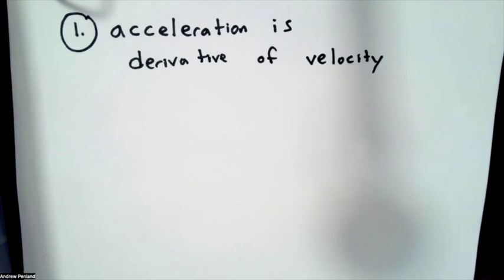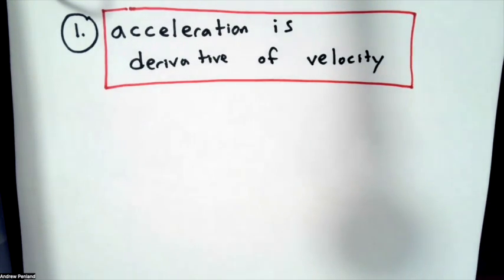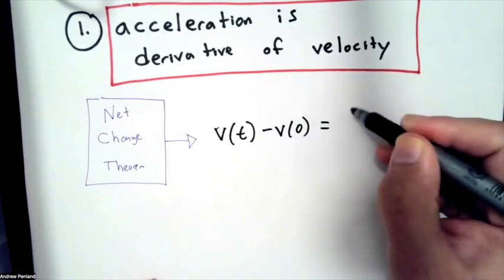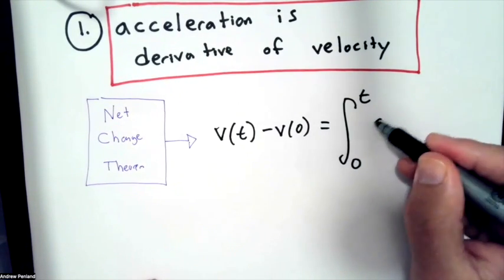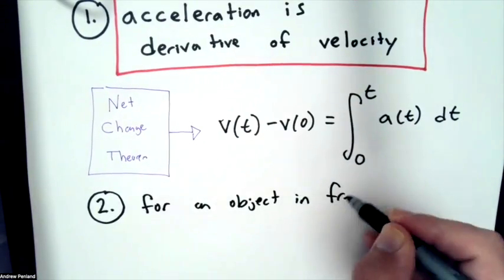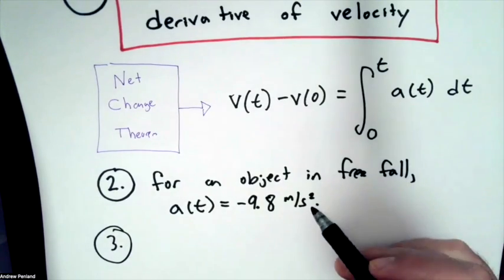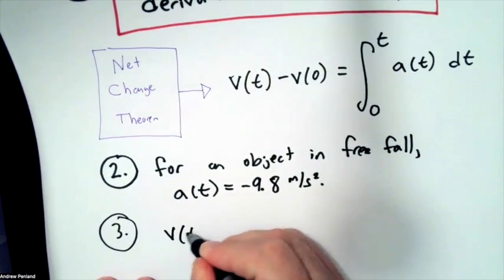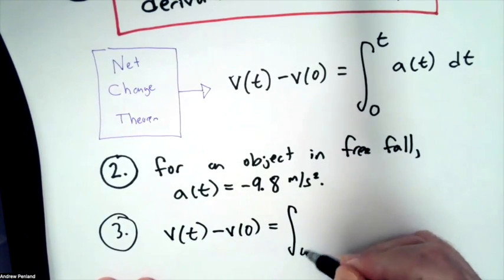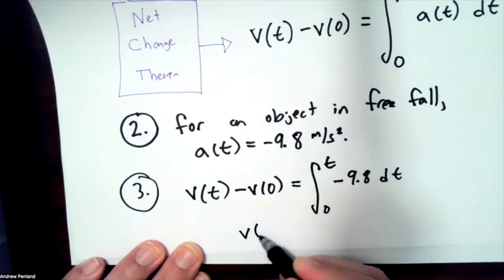The first important fact is that acceleration is the derivative of velocity. So we can apply the net change theorem to see that v(t) - v(0) is equal to the definite integral from 0 to t of a(t) dt. For an object in free fall, a(t) is equal to -9.8 meters per second squared. So we plug that expression in for a(t), giving v(t) - v(0) equal to the definite integral from 0 to t of -9.8 dt.